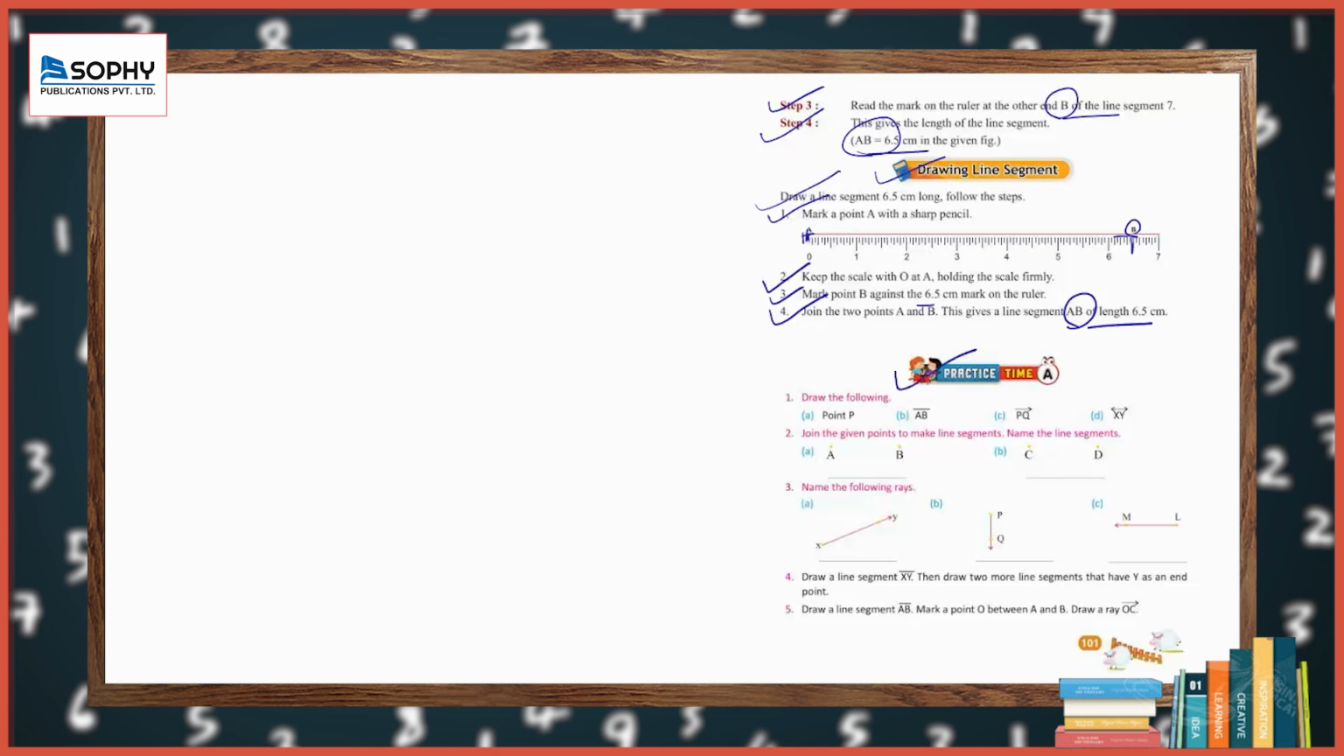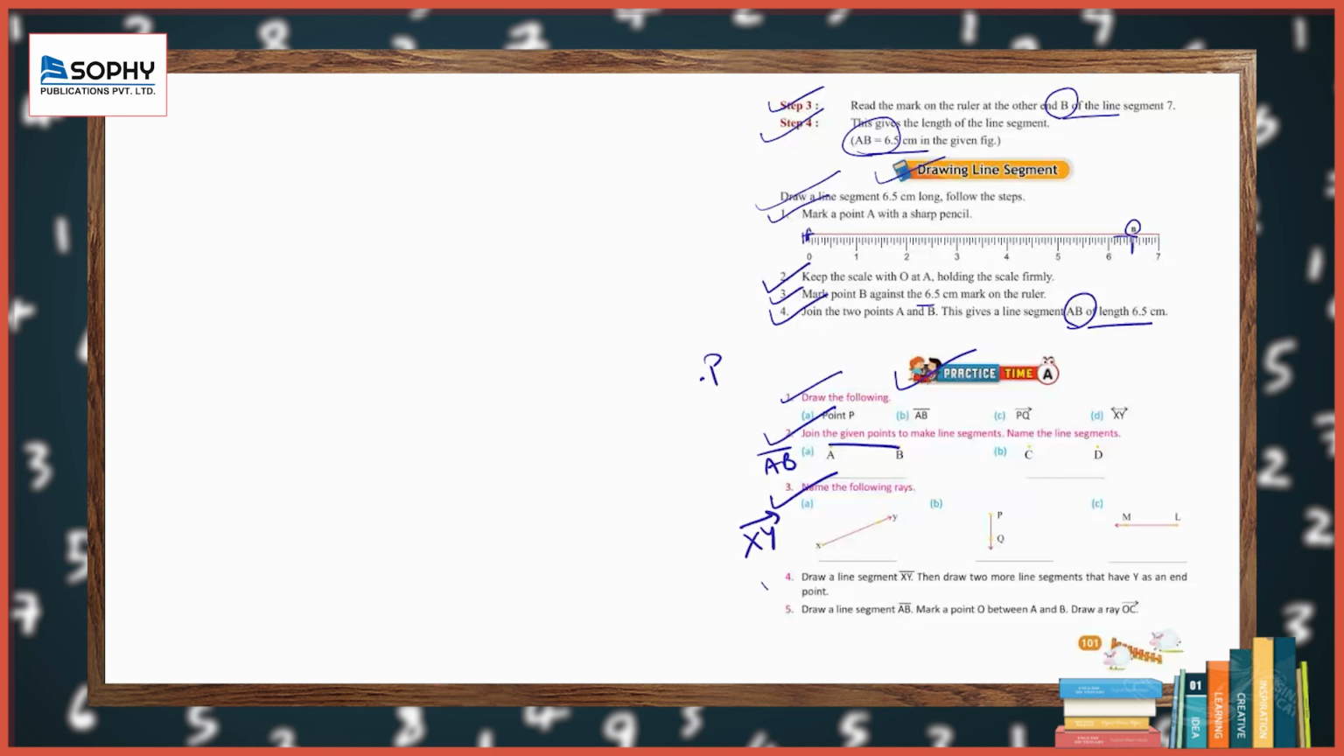Now let's start with practice time A, students. We have to draw the following point P. So this is point P, students. In the next one, we have to join the given points to make a line segment and then name the line segments. So this is our line segment AB, students. Next we have to name the following rays. So this is, very good students, a ray XY.